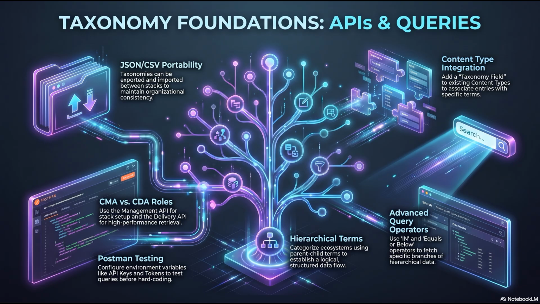Extracting a taxonomy out of Contentstack is just as critical for things like auditing and version control. So how does a developer actually do that? Well, there is a UI method for this. You just navigate to the settings panel. You can actually just hit the S shortcut key, select taxonomy, pick the one you want, click the ellipsis in the actions column, and hit export. And it just downloads locally.